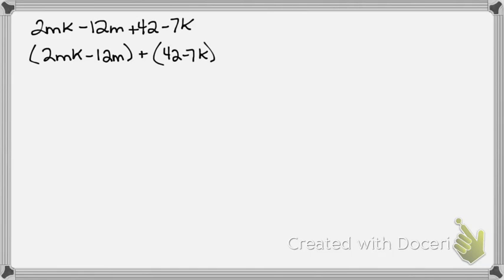Alright, now if I do this one, I'm going to do my first one. Looks like my greatest common factor is going to be 2m. Okay, because I can factor out a 2 and I can factor out an m from those two terms. What I have left is a k minus a 6. Okay? And remember, you can always check by just actually distributing this out.